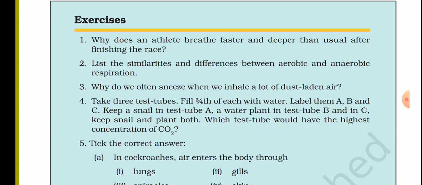To get rid of these dust particles, a reflexive action leads to sneezing, which throws these dust particles outside.